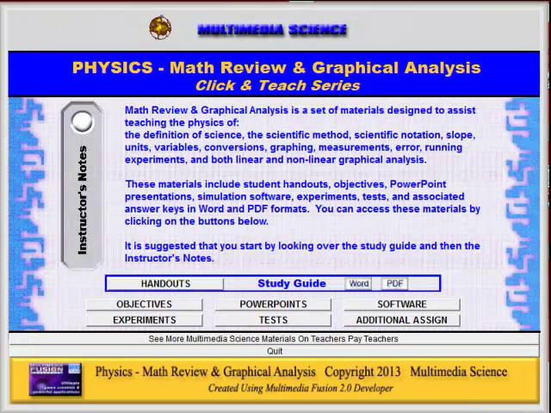So that's an overview of the Click and Teach Math Review and Graphical Analysis. Lots of materials, certainly enough to go for 2 to 3 weeks. Covers most of what you would typically want to introduce before starting an algebra-based physics course at the high school level.